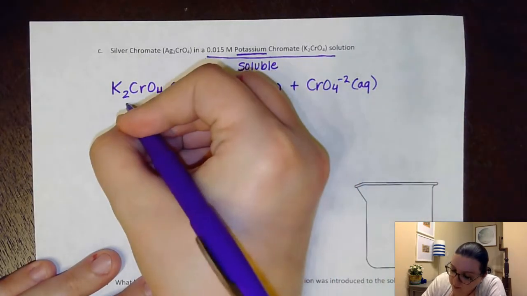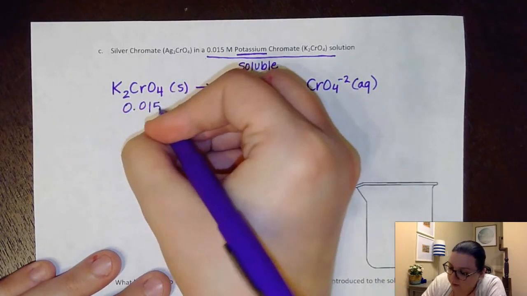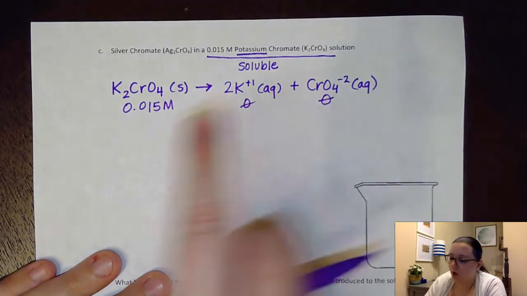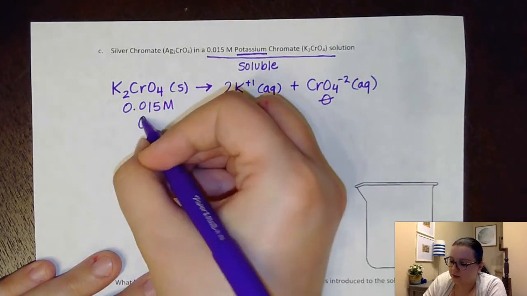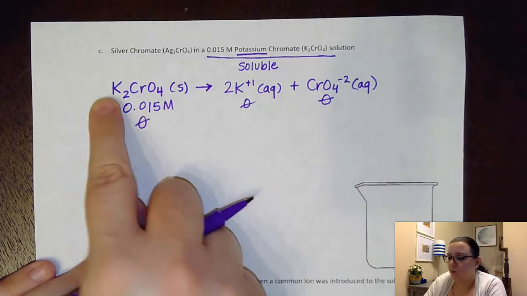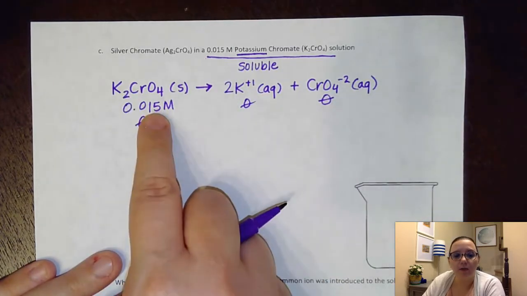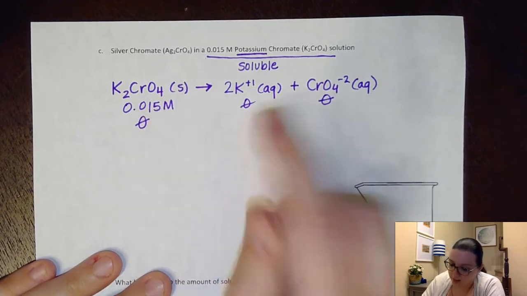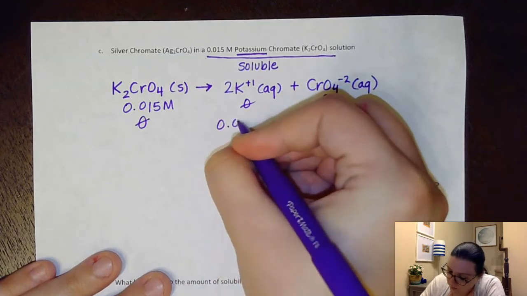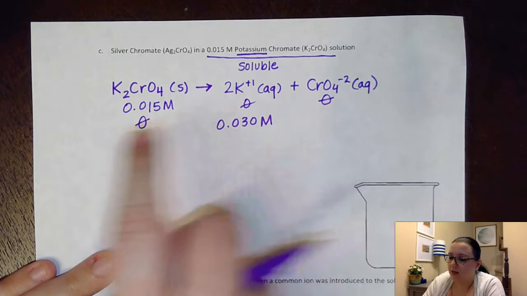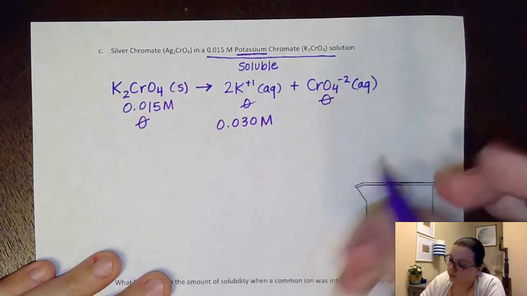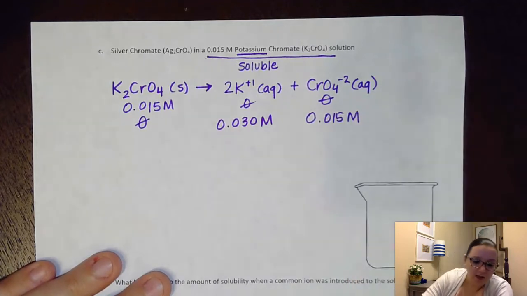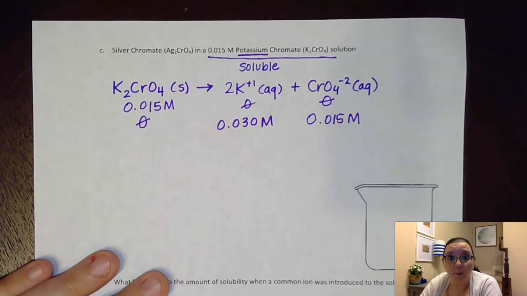I'm starting off with a 0.015 molarity of this guy, 0 of these. But again, this is a strong one, so all of this is going to go to ions, so this is going to go down to 0 at the end. But here, having a 1-to-2 ratio, this molarity gets doubled for the potassium. So instead of 0.015 molar, we're going to have 0.030 molar here. Now, for the chromate, we do have a 1-to-1 ratio, and so for this guy, we will have the 0.015 molarity.